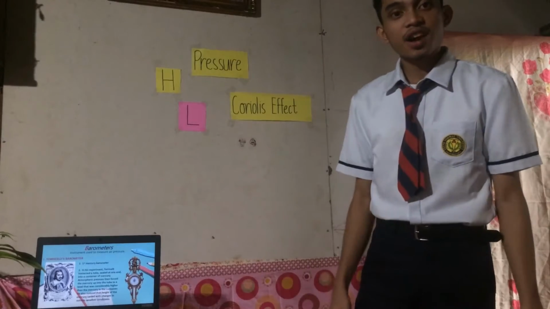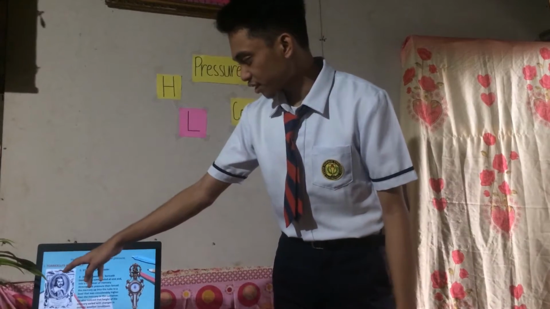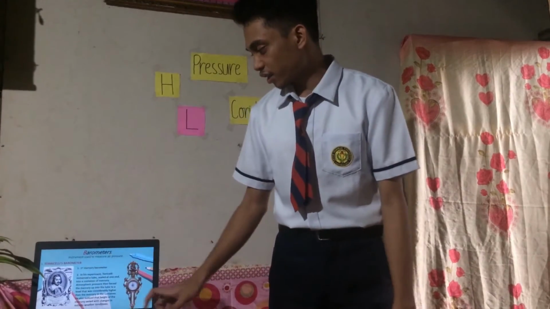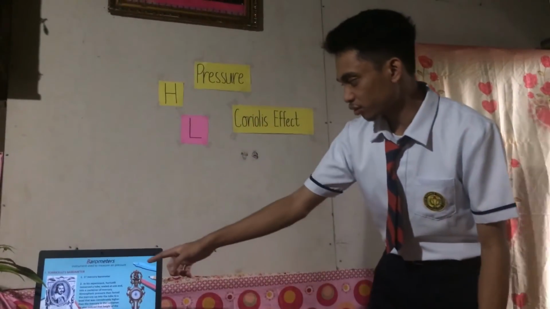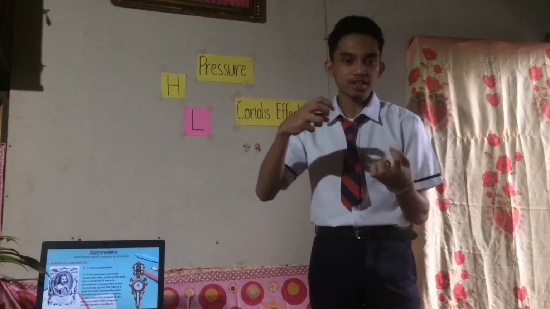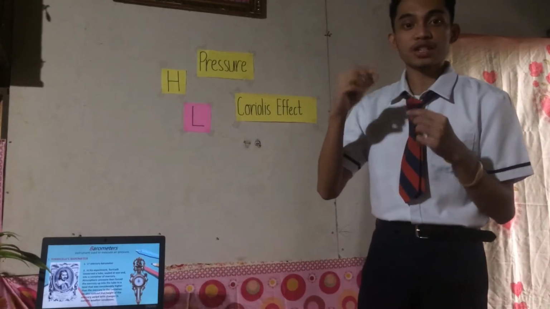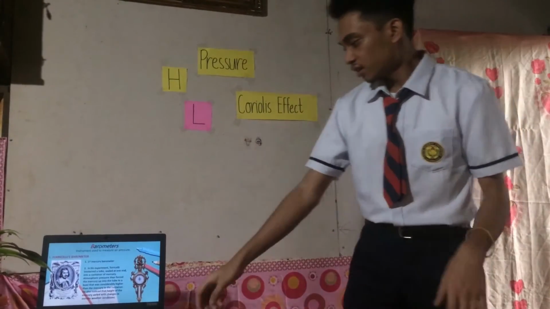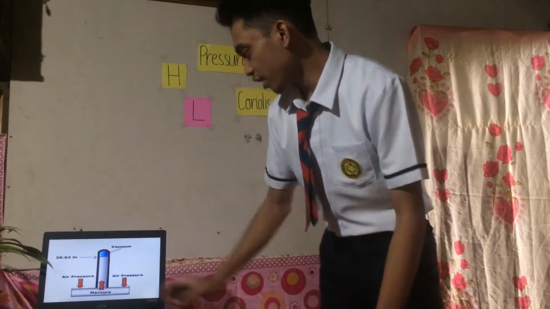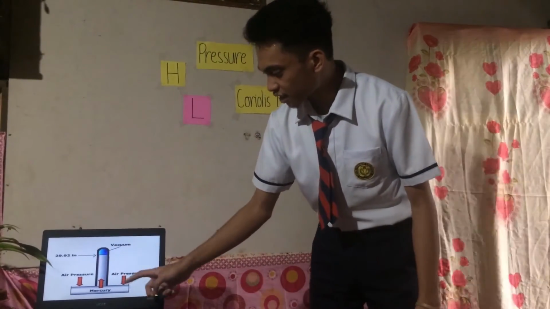Barometers. Barometers are used in measuring atmospheric pressure, namely Torricelli's barometer and the aneroid barometer. Torricelli's barometer was invented by Evangelista Torricelli. In his experiment, a tube sealed at one end was immersed into a container of mercury, with mercury inside the tube. When the air pressure rises, the mercury also rises. So this is the example of Torricelli's barometer. When the mercury rises, the air pressure is higher.